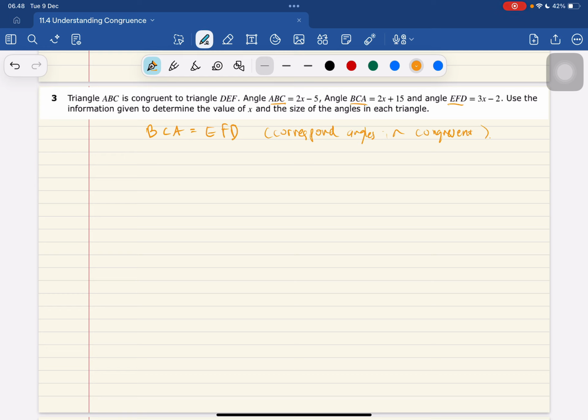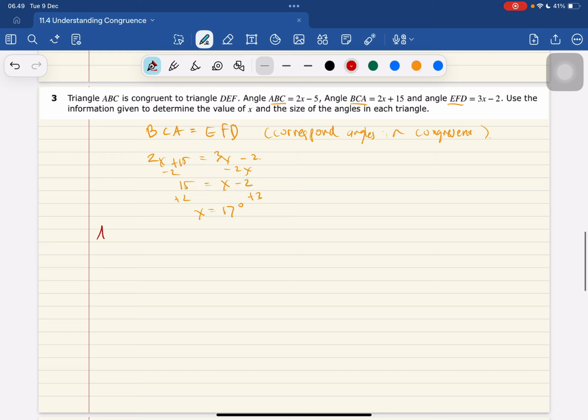So BCA is 2x plus 15 equal to 3x minus 2. Here we can minus 2x, here also minus 2x. So 15 equal to x minus 2. Plus 2 both sides. So x equal to 17 degrees. There it is. If we would like to find each size of the angle, we can proceed.